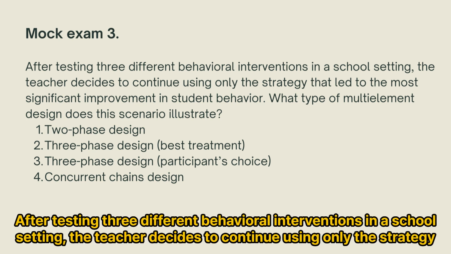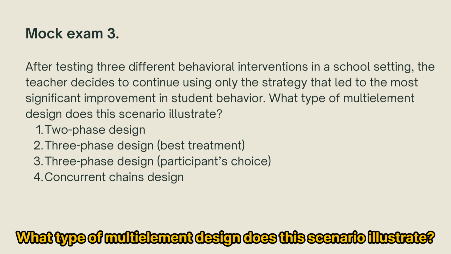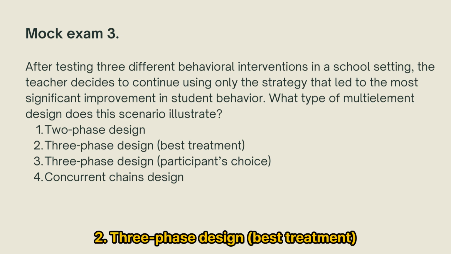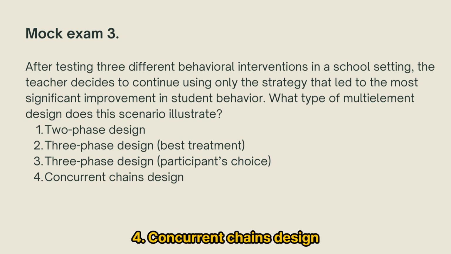Mock Exam 3. After testing 3 different behavioral interventions in a school setting, the teacher decides to continue using only the strategy that led to the most significant improvement in student behavior. What type of multielement design does this scenario illustrate? 1. Two-phase design. 2. Three-phase design best treatment. 3. Three-phase design participant's choice. 4. Concurrent chains design.